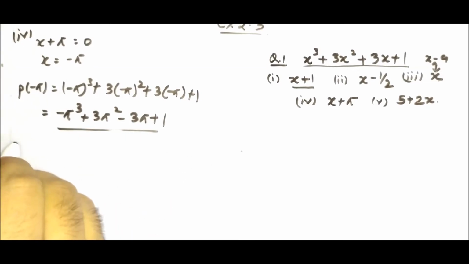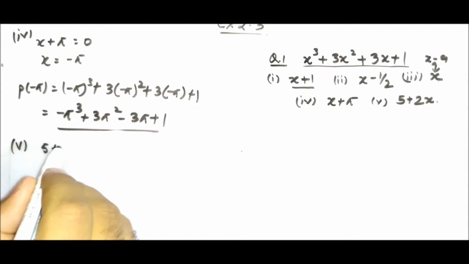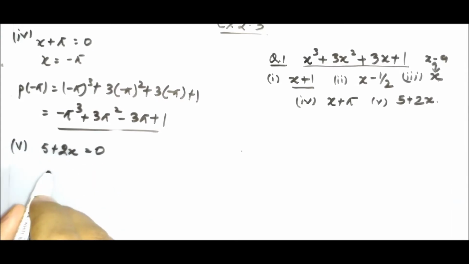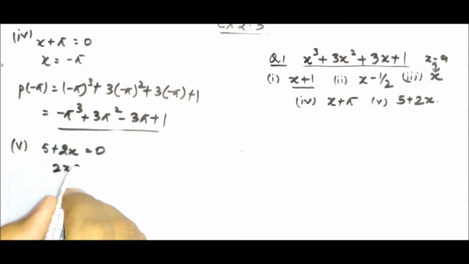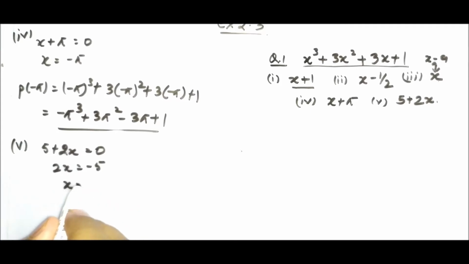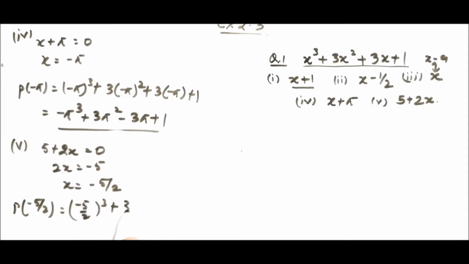Moving to the last part, that is the fifth one. So we'll assume 5 plus 2x is equal to 0. From here we will get 2x is equal to minus 5, and x will be minus 5 by 2. Now we will get the value of this polynomial at x is equal to minus 5 by 2. So p of minus 5 by 2 will be equal to minus 5 by 2 whole cube plus 3 into minus 5 by 2 square plus 3 into minus 5 by 2 plus 1.